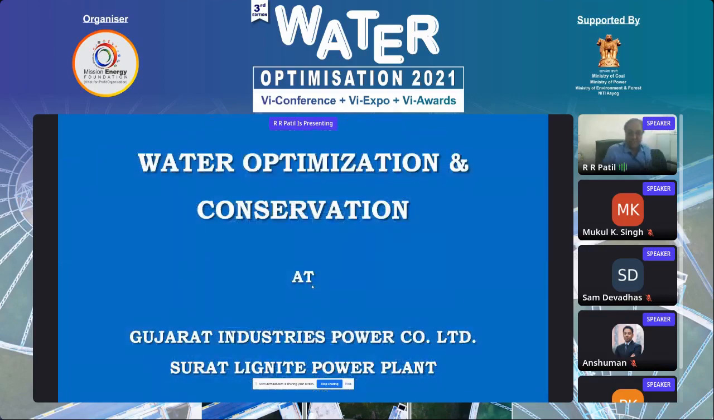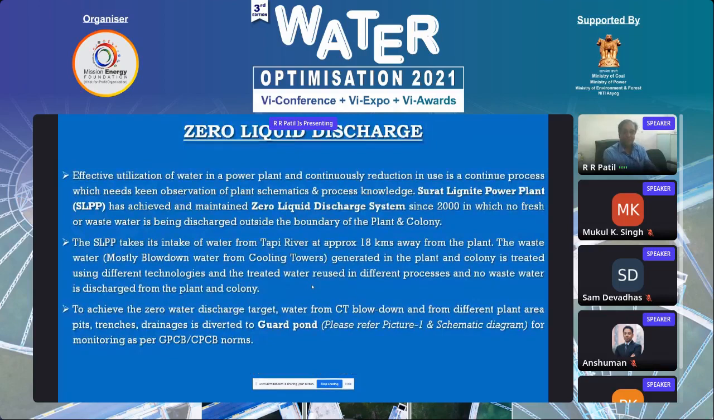At GIPCL, what are the best practices adopted to conserve water and optimize the use of water? We have adopted a zero liquid discharge facility in our plant since 2000. No fresh water or wastewater is discharged outside the boundary of the plant and colony. In our plant, fresh water is taken from the Tapi River, which is 18 kilometers away from the plant.